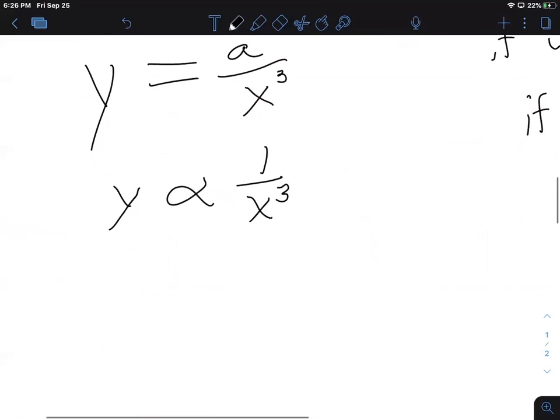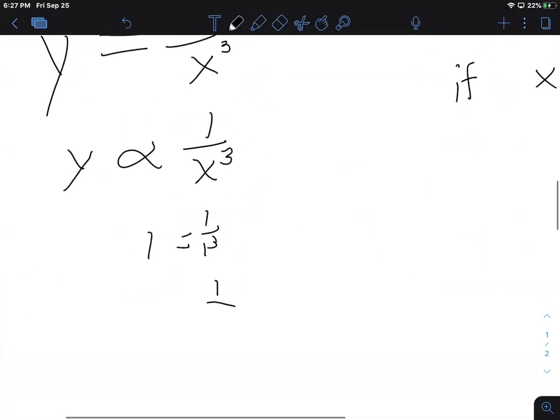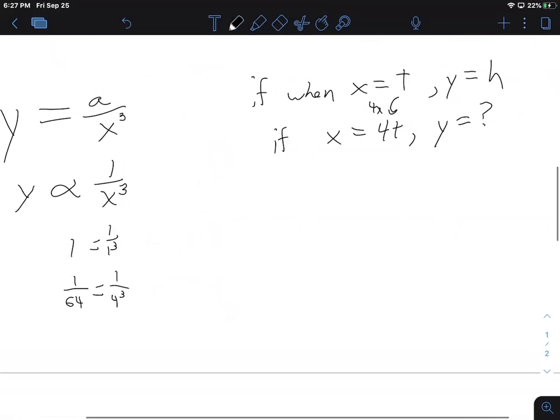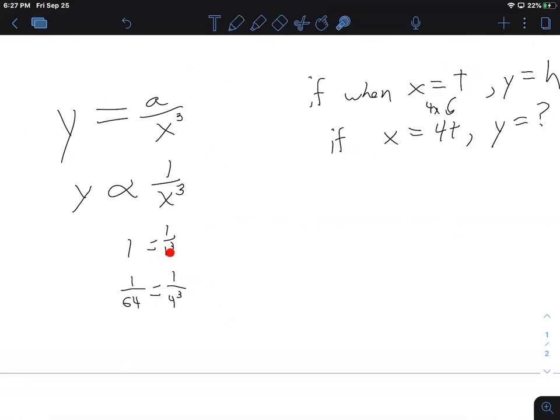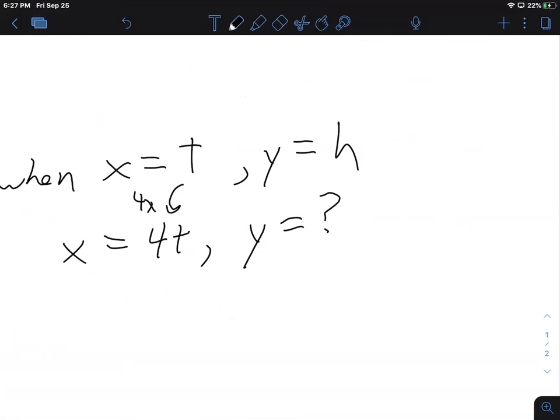So let's start by just putting in 1. 1 over 1 cubed is 1. What about 1 over 4 times as big? So 1 over 4 cubed. That's 1 over, oh gosh, 16 times 4 is what? 64. So when I change this from 1 to 4, I got a change of 1 to just a 64th of that. So instead of h, I'm going to get 1/64th of h, which is h over 64.